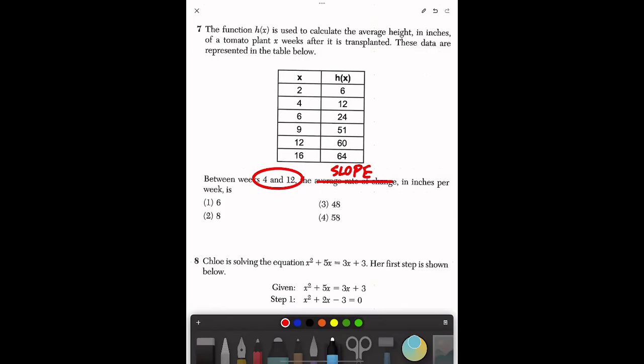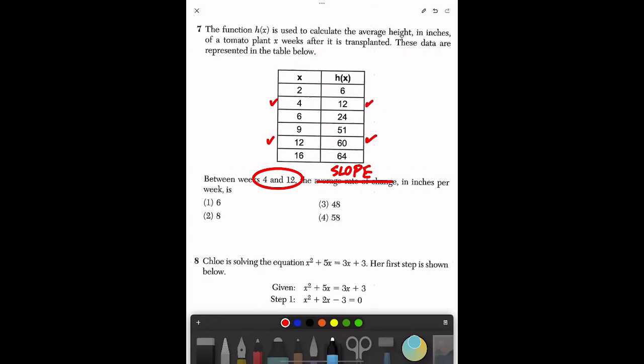Now, I'm going to use the spreadsheet, and in this particular case, the spreadsheet will work using all the data, but generally when they give you slope, remember you only need 2 points. They're telling us to use 4 and 12, and we have to use those 2 points, and that'll give us the actual slope.